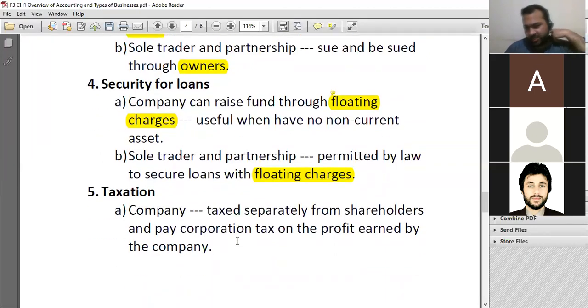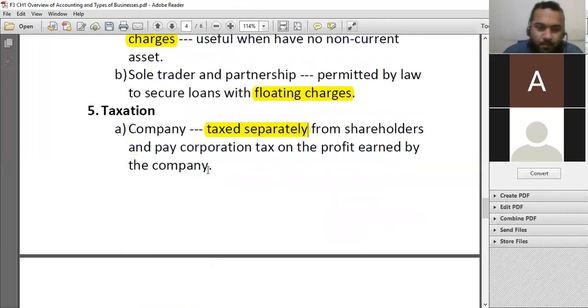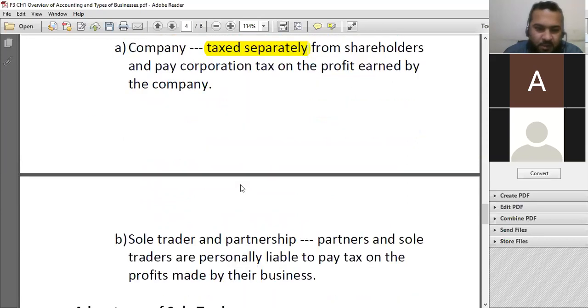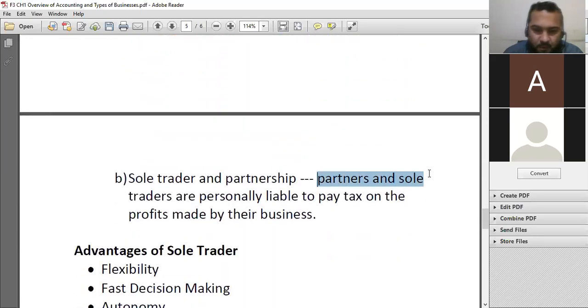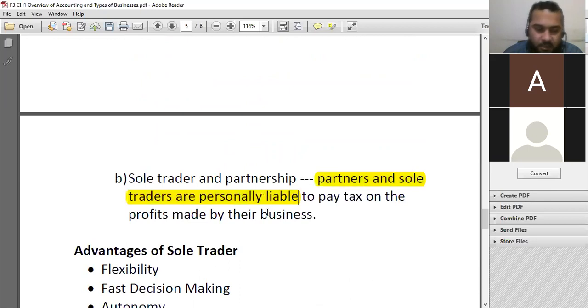Moving on to taxation. A company will be taxed separately. The company will submit its own tax return by the name of the company. While sole trader and partnership, they will be personally liable; they will submit their own tax return, they will not submit the tax return of a business.